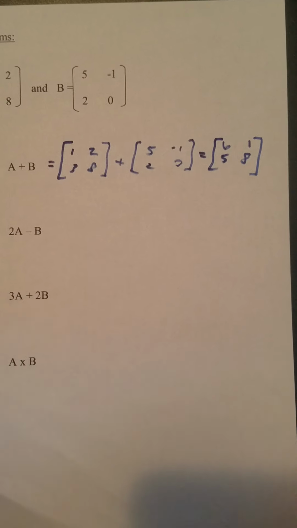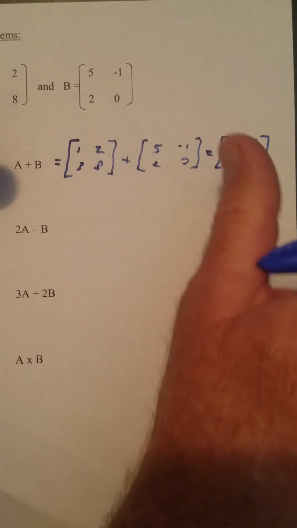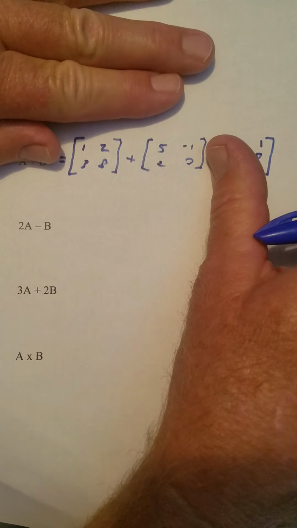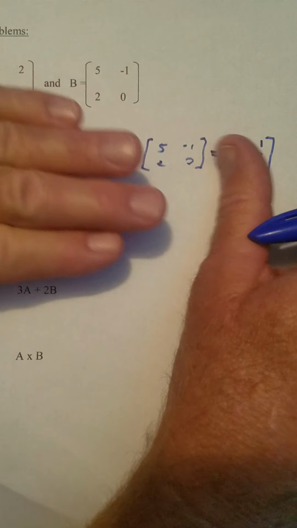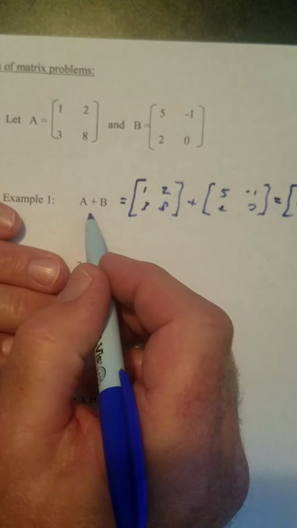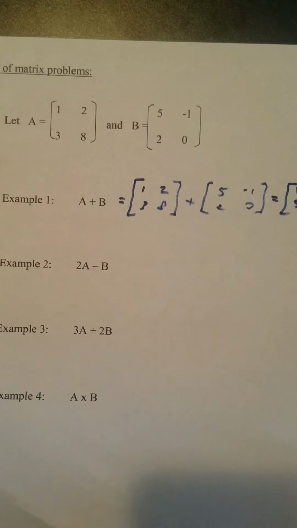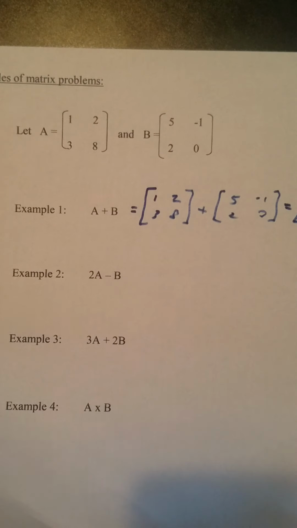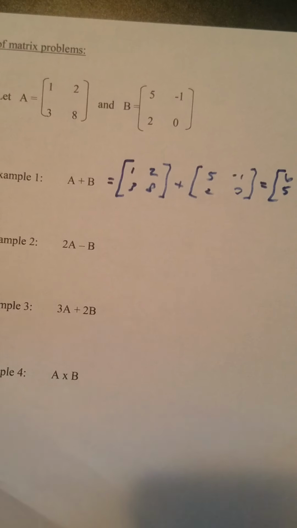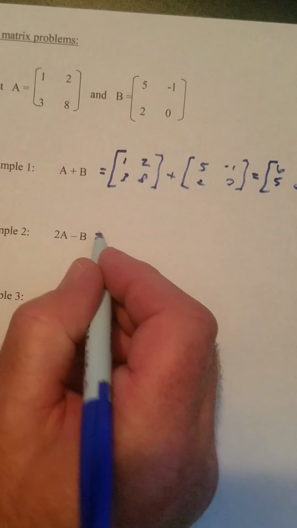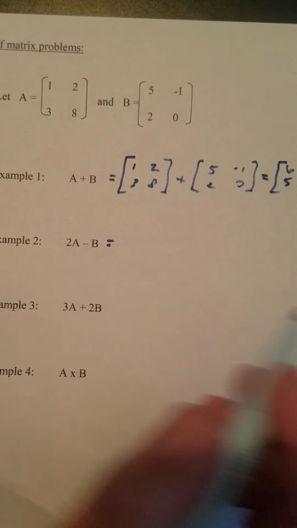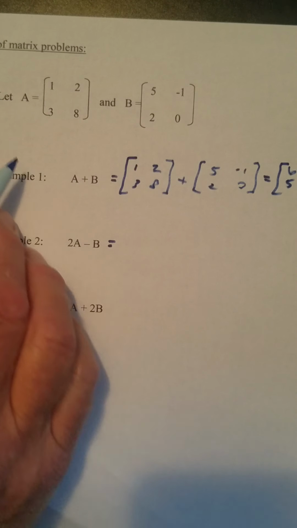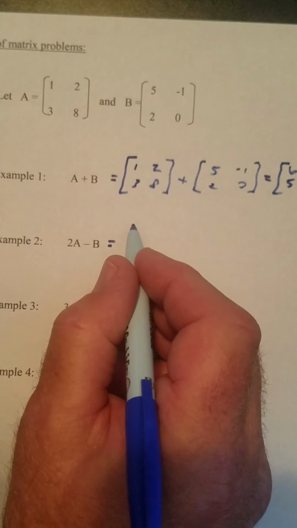So many times on a test, I won't give you a problem that looks like this. I'll define the variables up top, and I'll write it down like that. And you'll notice once you have those, I can come up with all kinds of possibilities. So now, let's say we go to this one here. 2A minus B. That means I'm going to take 2 times this matrix. I'm just going to do that real quick.